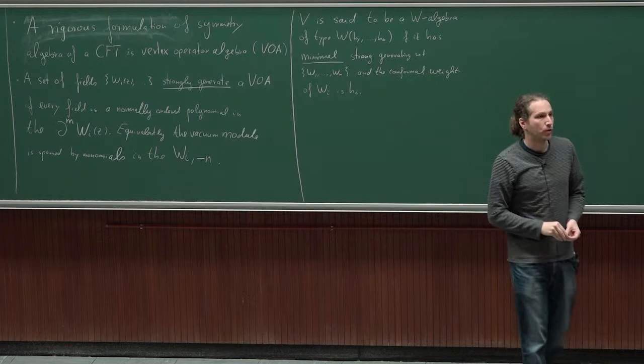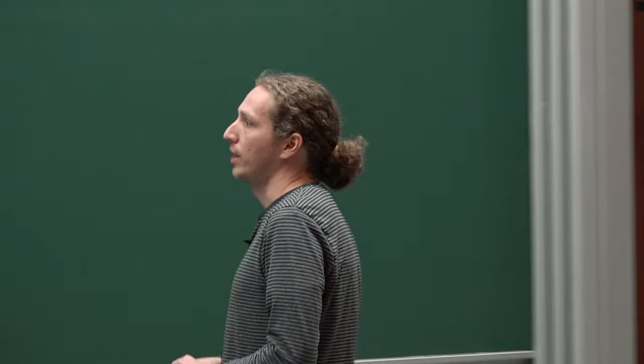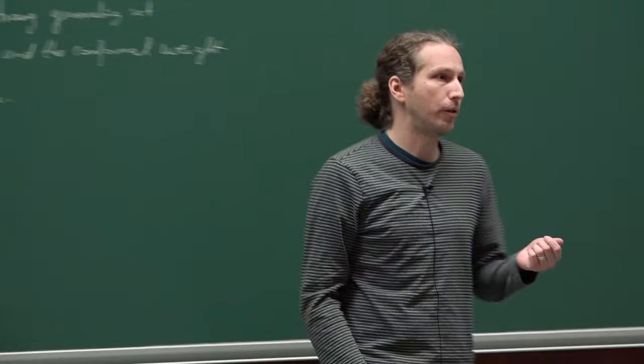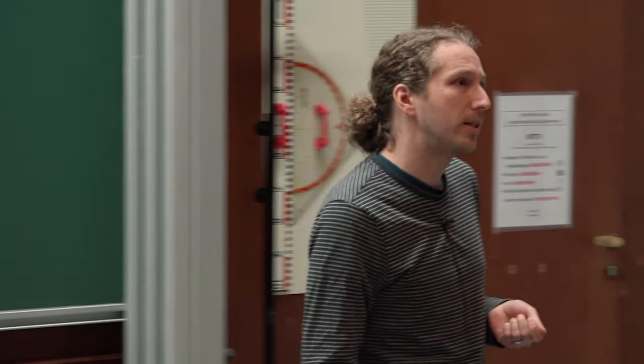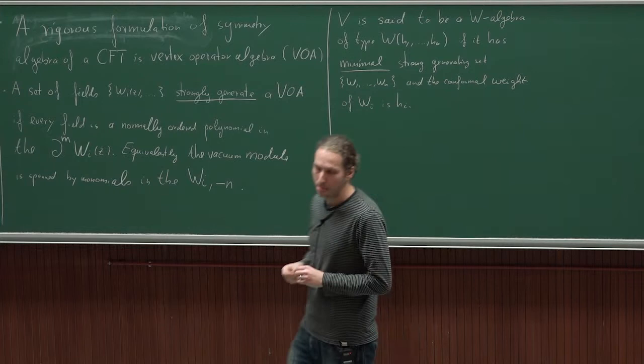So more generally, we can also have symmetry algebras of conformal field theories that have generators of higher conformal weight. And then we usually say that our given VOA, our given symmetry algebra, is a W-algebra of type W(h1, h2, up to hn), if the strong generators have these conformal weights. And you have seen one example of this in Sylvain's lectures, namely the Virasoro algebra would in this language just be the W2 algebra. Okay. So from this perspective, W-algebra is just another name for the symmetry algebra of a conformal field theory.